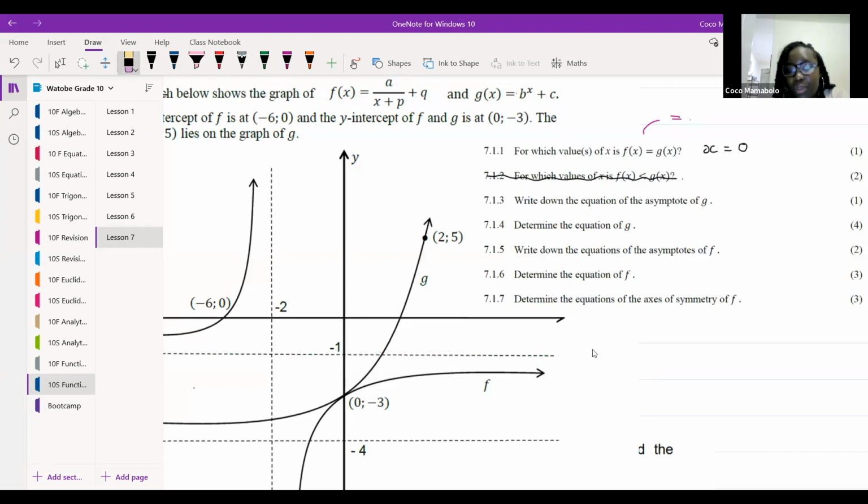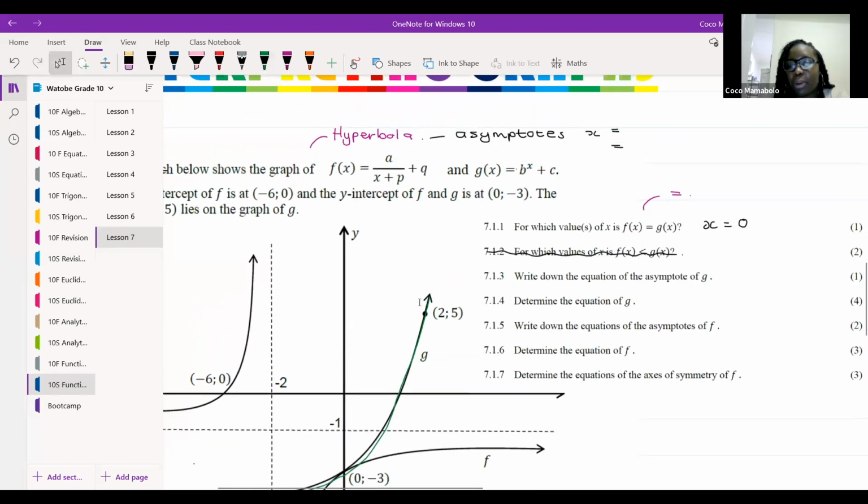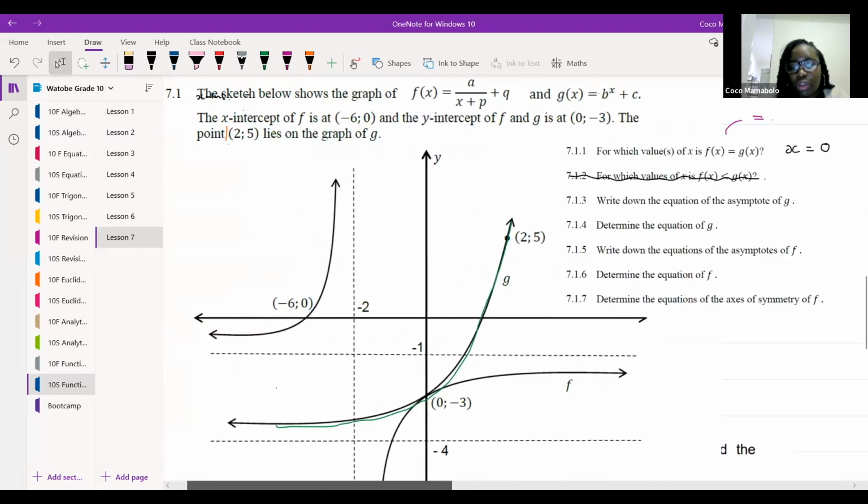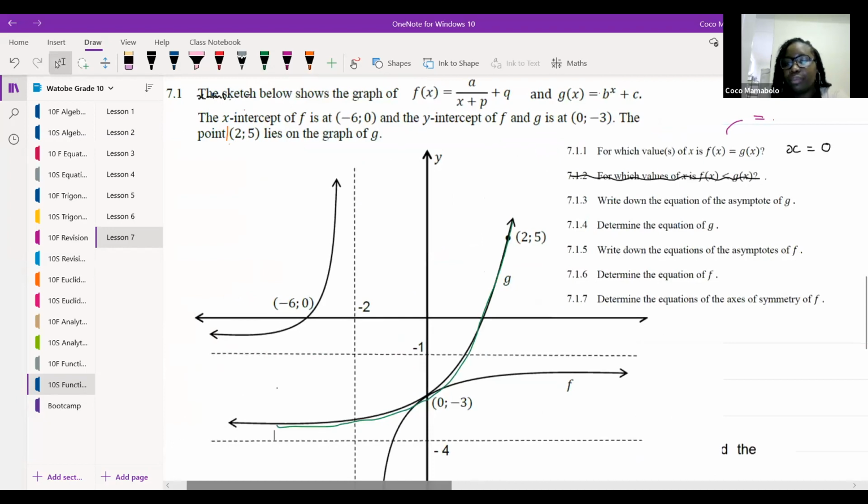This one, remember, we're looking for the asymptote of the exponential graph. So which graph can our exponential not touch? Which line? Which dotted line? Write down the equation of the asymptote of g.